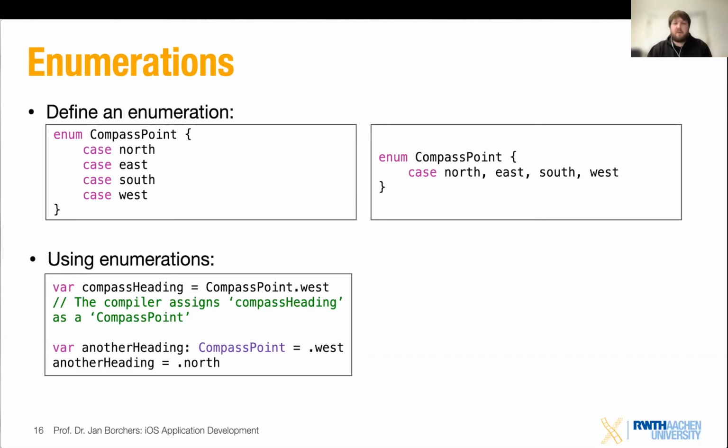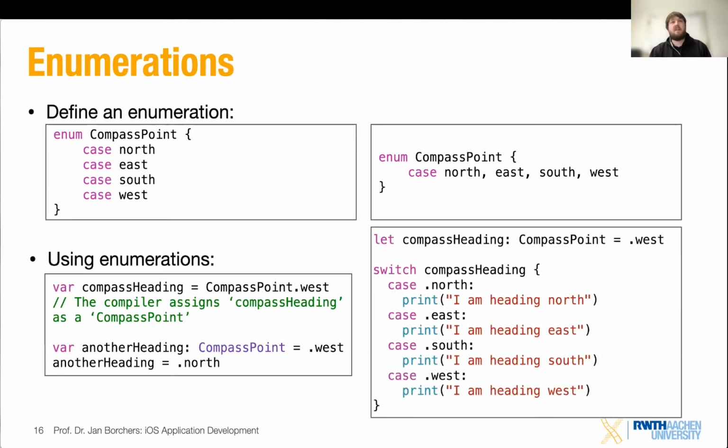One way where this is quite helpful is, again, for deciding what to do if you have a compass point variable. So, for example, you can easily use switch statements. If we have our compass heading now set to west, we can directly switch over that compass heading and check the different cases. So we check for the case .north, we can write "I'm heading north." Same for .east, .south, or .west. I can immediately check that because these are the different cases that the compass point can take.